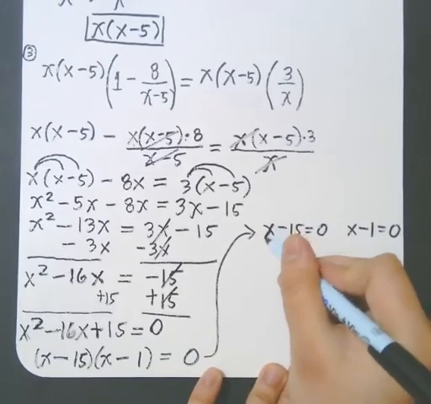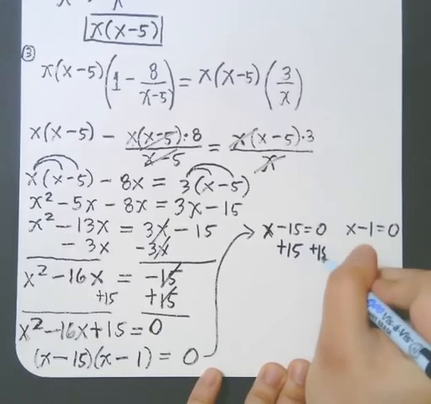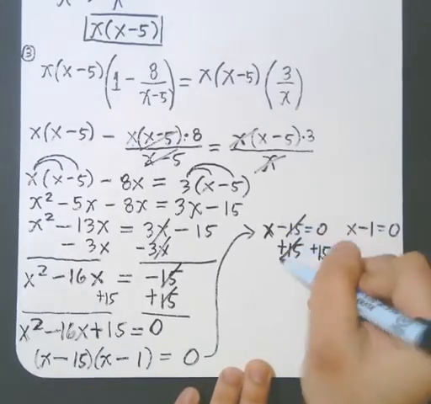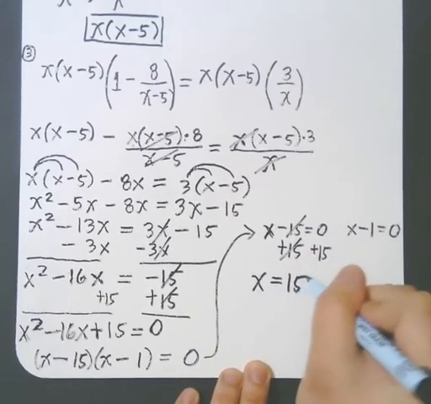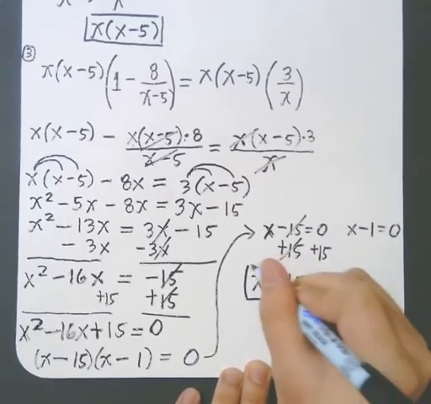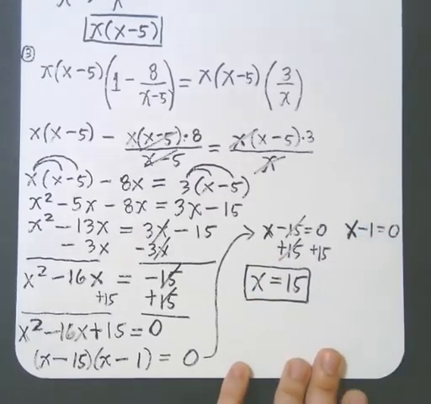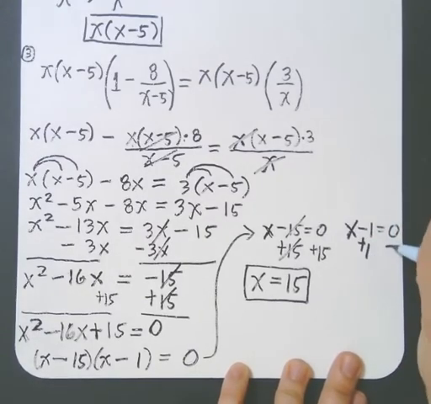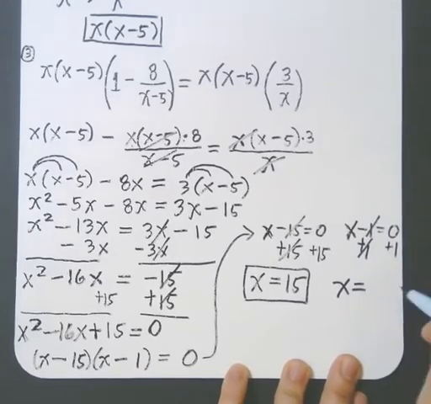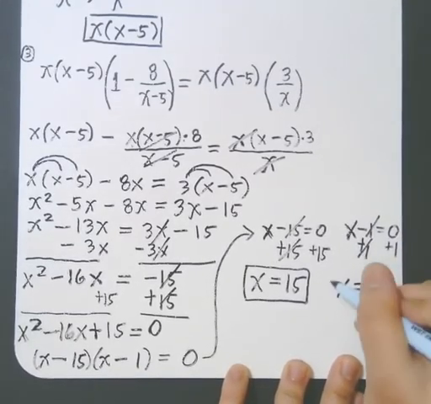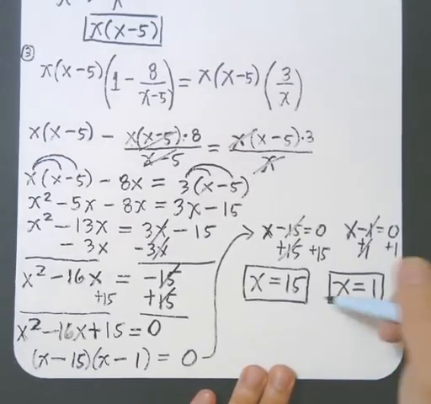To solve for our solution, we need to add 15 to both sides of our equation. Therefore, this cancels out. x is equal to 0 plus 15 is positive 15. This is the value of our first solution. Let's solve for the value of our second solution. We add 1 to both sides of the equation. This is equal to 0. x is equal to 0 plus 1 is positive 1. Our solutions are x is equal to 15 and x is equal to 1.